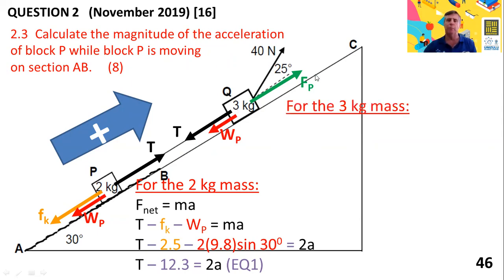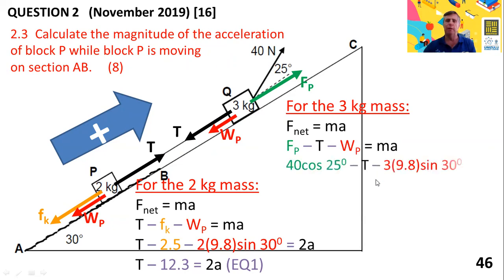For the 3 kilogram mass piece, F net equals ma, Newton's second law again. So up the plane is Fp, the parallel component of the applied force, minus tension minus Wp equals ma. Fill in the numbers. We were told 40 newtons cos 25 degrees minus T minus 3 kilograms times 9.8 sine 30 equals 3a. And again, when we work that all out, we've got 21.55 minus T equals 3a.